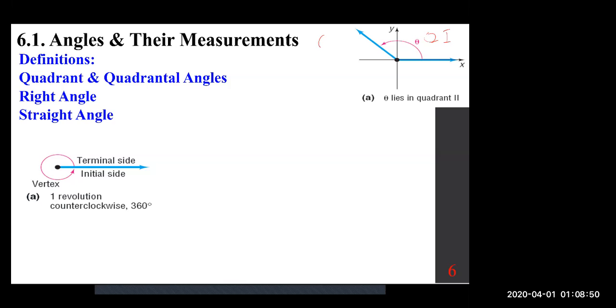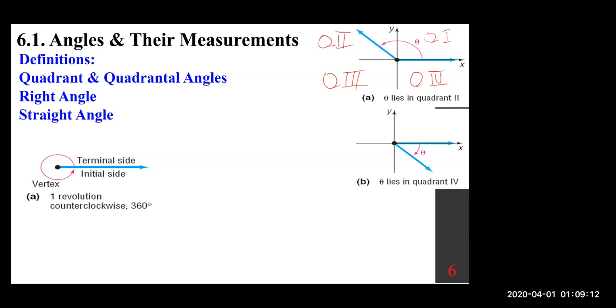Quadrant 1, quadrant 2, quadrant 3, quadrant 4, in that order. So because theta lies in quadrant 2, meaning the terminal side is in that quadrant. So there are 4 quadrants. This is in quadrant 4. Okay. And by the way, this is in a negative rotation. This would be the positive rotation. So those 2 angles are considered coterminal.